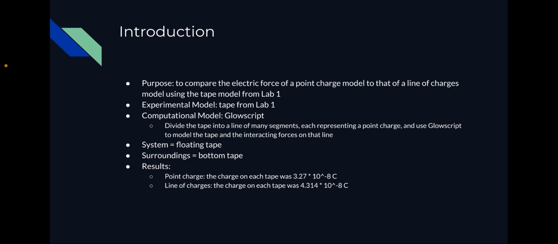Just as a preview of my results, I found that for the point charge model, the charge on each tape was 3.27 times 10 to the negative 8th coulombs, and in the line of charges model, the charge on each tape was 4.314 times 10 to the negative 8 coulombs, so a little bit different.